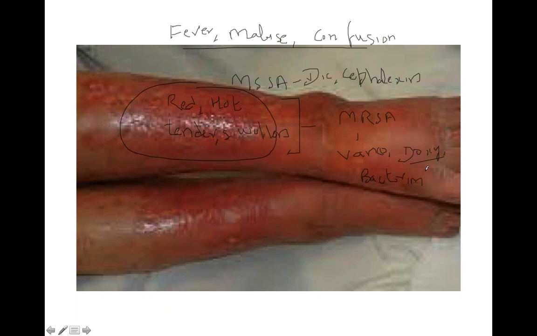If the patient has severe signs like these, then we give intravenous antibiotics. Instead of dicloxacillin we give nafcillin, and instead of cephalexin we give cefazolin. These are all intravenous antibiotics effective against Staph aureus, and in case of methicillin resistant Staph aureus we give the patient vancomycin or tigecycline.